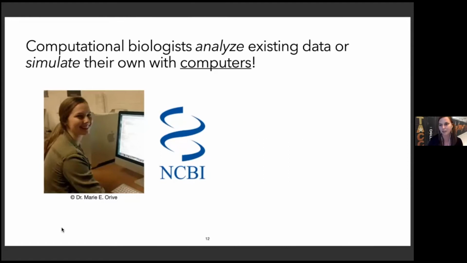So computational biologists like me either analyze these existing data sets or we simulate our own with computers. So this is my everyday life as a computational biologist. Here I wrote some simulations to generate some data to ask a question about biology. But we also might use databases like this database, the NCBI database.